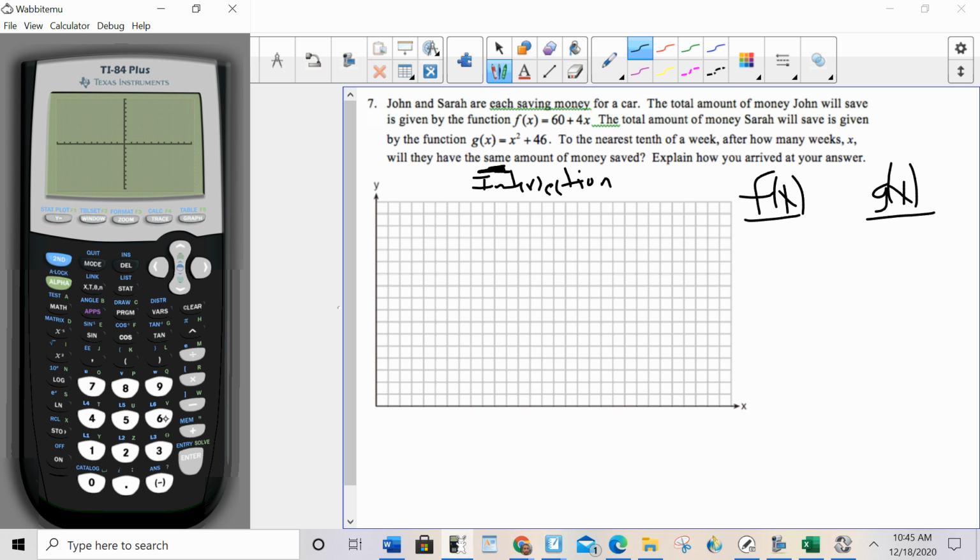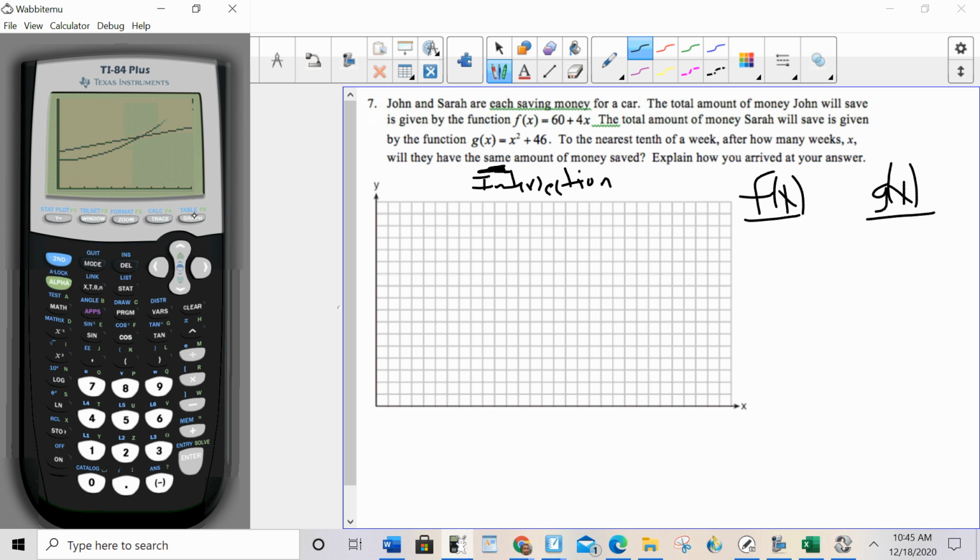And zoom 6 looks horrible. So if zoom 6 looks horrible, I go to zoom 0, which is zoom fit. And that looks better. I see the intersection. However, because we're talking about a real life situation, I can't have negatives, so I really don't care about that point on the left. In fact, I'll adjust my window accordingly. I'm going to make my x min and my y min 0. Again, because it's a real life situation, I wouldn't have any negatives.